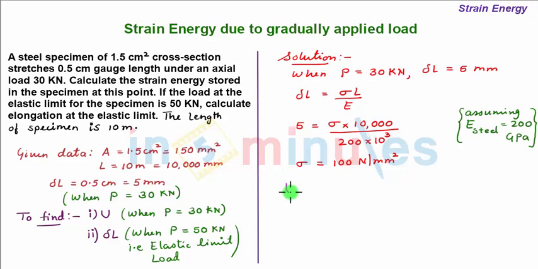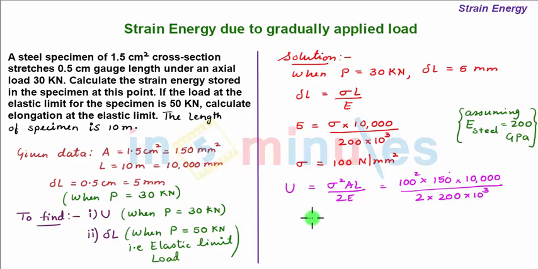Now after finding out the stress, we can easily calculate the strain energy U as sigma square AL by 2E. So strain energy is 100 square multiplied by A is 150 mm square multiplied by length is 10,000 mm upon 2 multiplied by 200 into 10 to the power 3. So upon calculation, we get the value of U as 37,500 Newton mm. So this is equal to 37.5 Newton meter or joule.